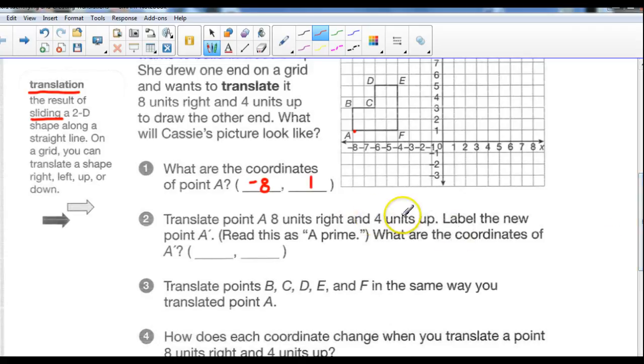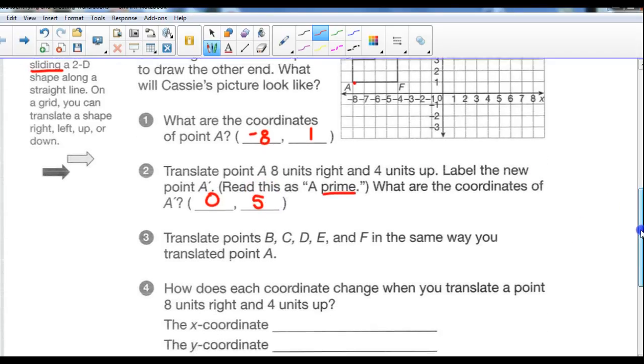Translate point A 8 units to the right and 4 units up. Label the new point A prime. Read this as A prime. Okay, that's what that little tick there means. What are the coordinates of A prime? Well, we're going to slide it 8 units to the right, so we're starting at -8. We're going to go 8 units that way. That's going to bring it to right there, and then we're going to go 4 units up. 1, 2, 3, 4. So our new point is going to be right there, and that's going to read A prime. What are its coordinates? Well, x is 0, and y is +5.